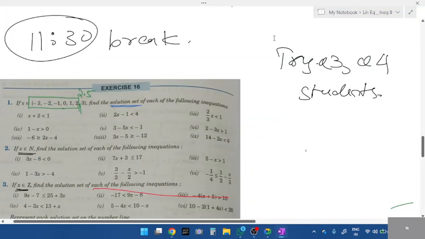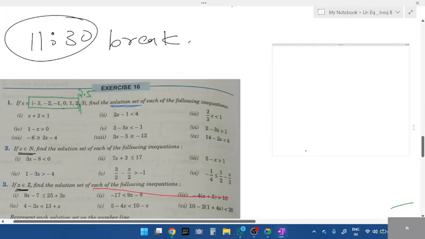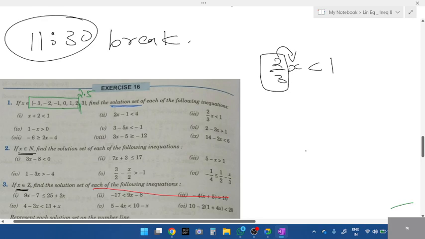Yeah, try. Did you try this question third and fourth? Be quick. Okay, 2 by 3x less than equal to 1. How do you solve this, students? 2 by 3. How is it related to x? What's the sign in between?